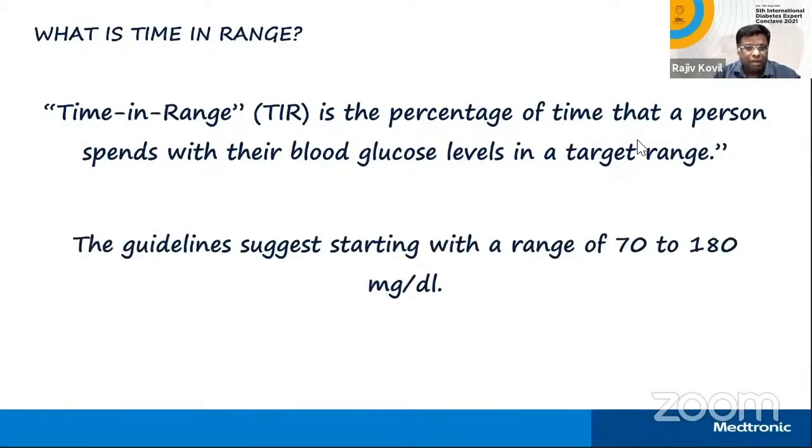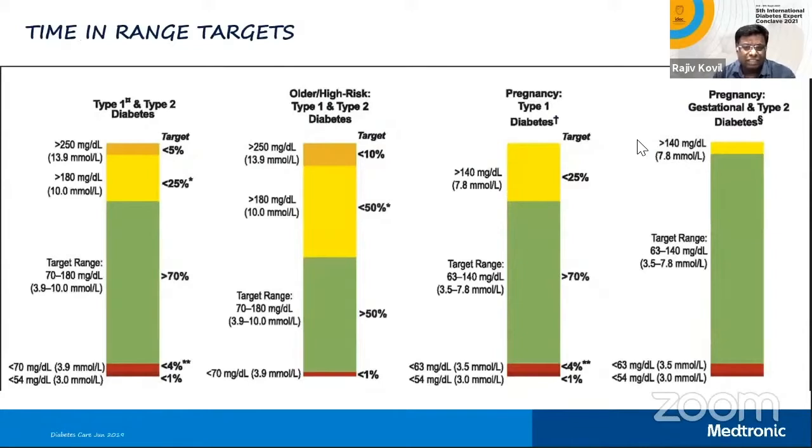Now, what is time in range? And the guidelines suggest somewhere between 70 to 180. For people with type 1 and type 2, the time in range should be more than 70% in 70 to 180, and less than 25% in the time above range, that is more than 180 and less than 250, and less than 5% more than 250. Time below range, or TBR as it is called, less than 70 to 54, less than 4%, and severe hypoglycemia less than 54, less than 1%.